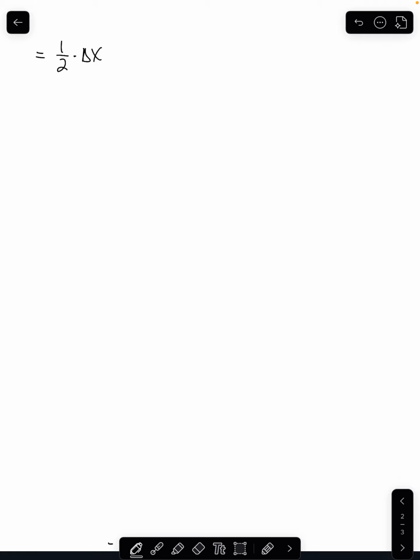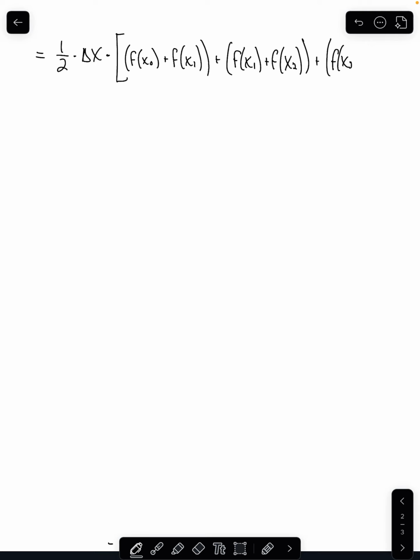I'm going to actually put the delta x in front with the 1/2 for reasons we'll see in a moment. What we have then is, from the first trapezoid, f of x sub 0 plus f of x sub 1. And then from the second trapezoid, we have f of x sub 1 plus f of x sub 2. From the third trapezoid, we have f of x sub 2 plus f of x sub 3. And then from the fourth trapezoid, we have f of x sub 3 plus f of x sub 4.